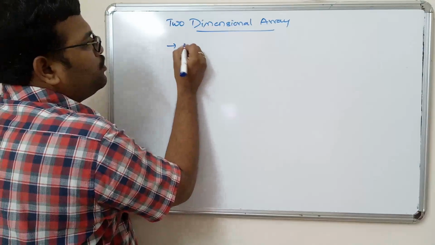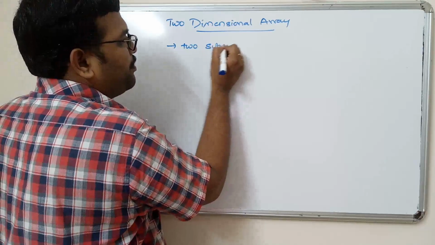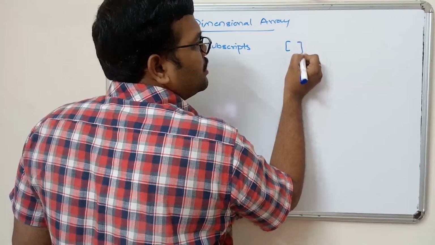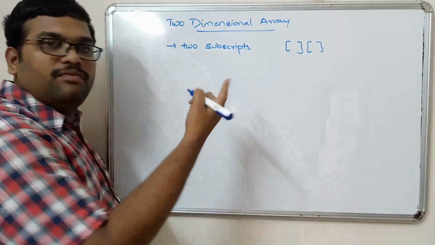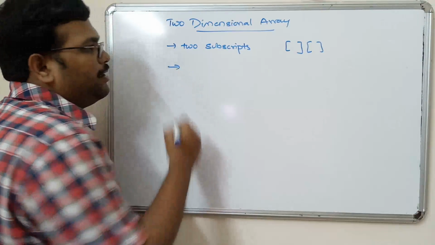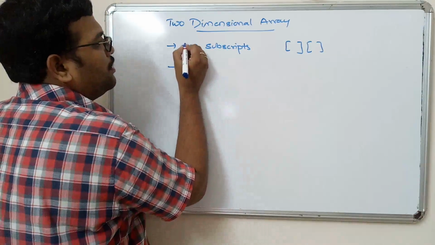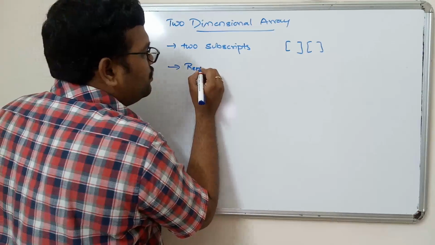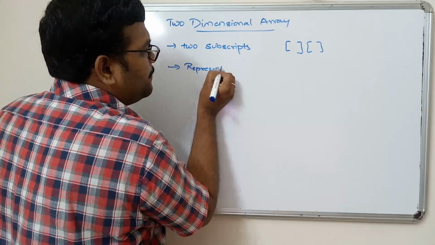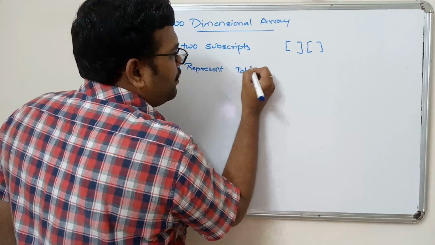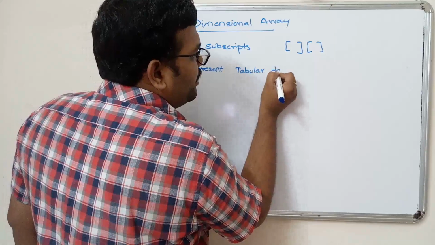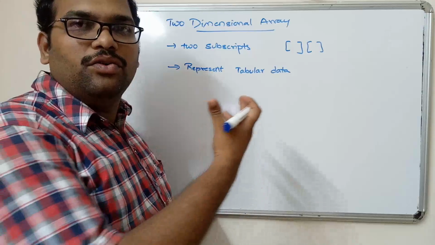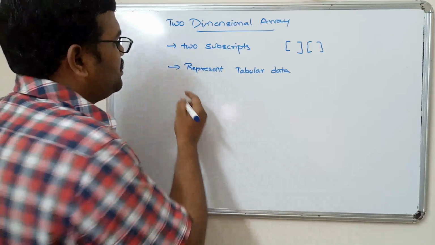So here we have two subscripts. These are used to represent tabular data. Where data is represented in a table, those data can be represented using a two-dimensional array.